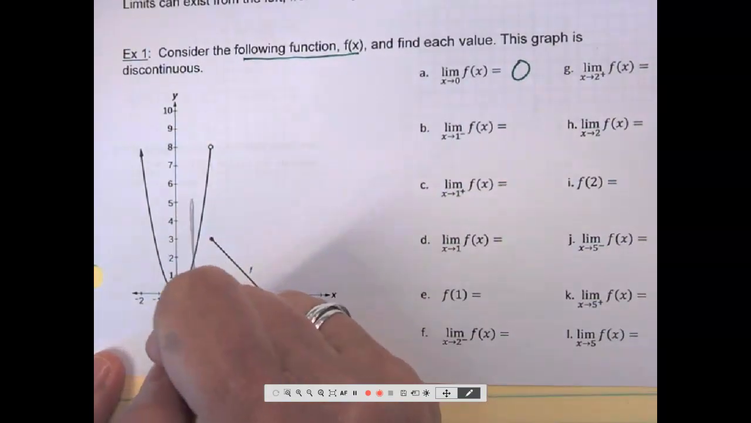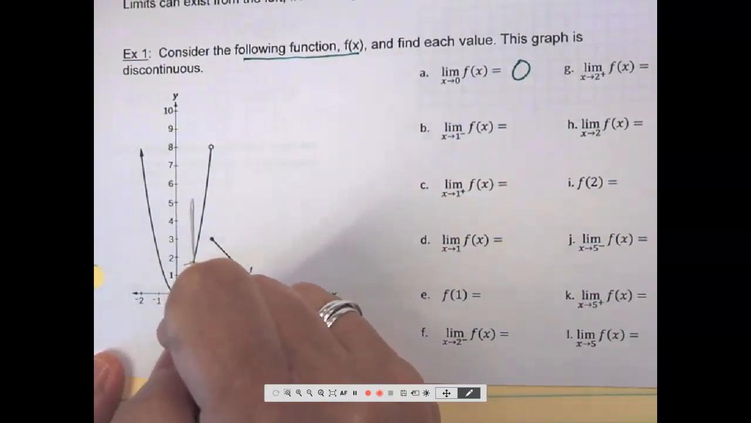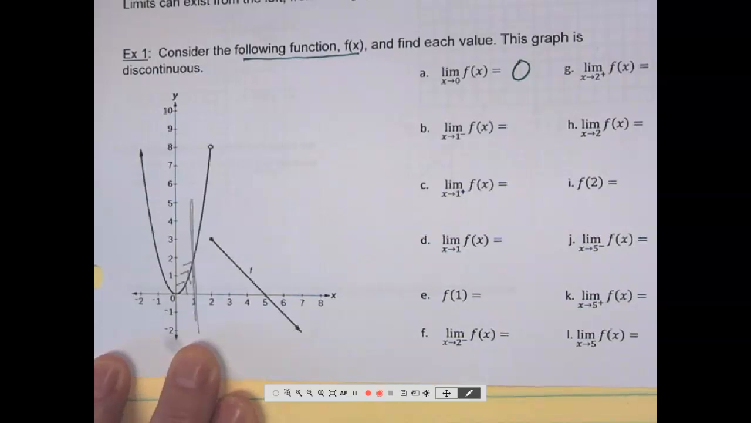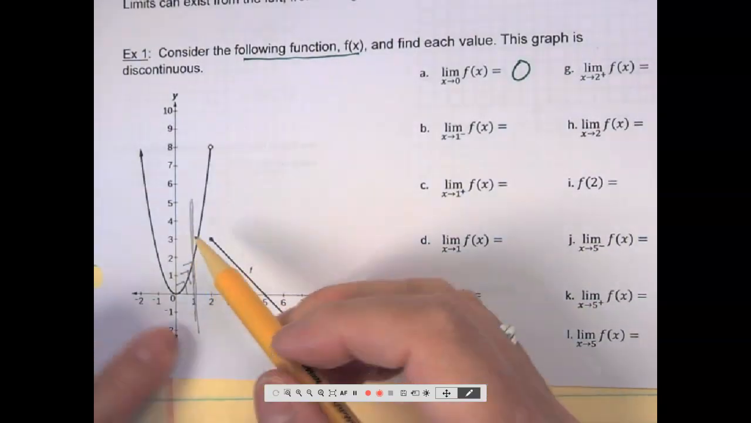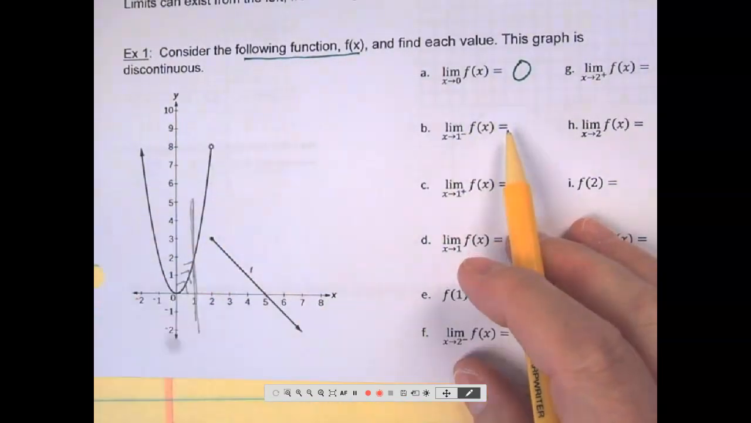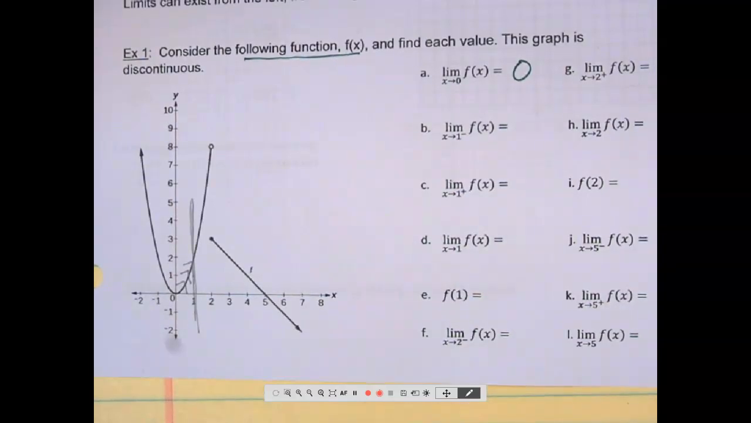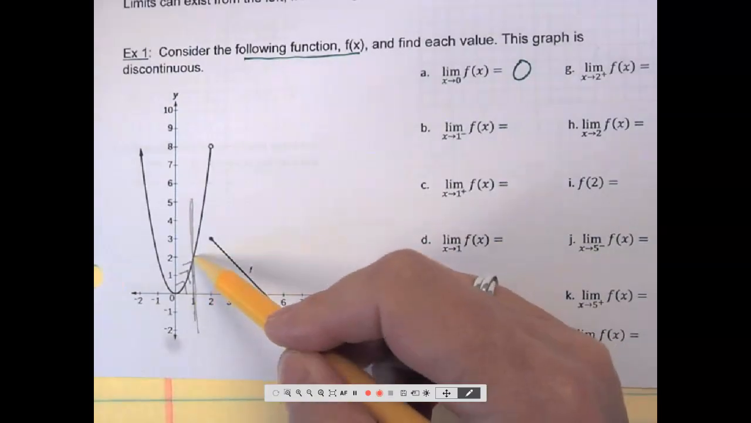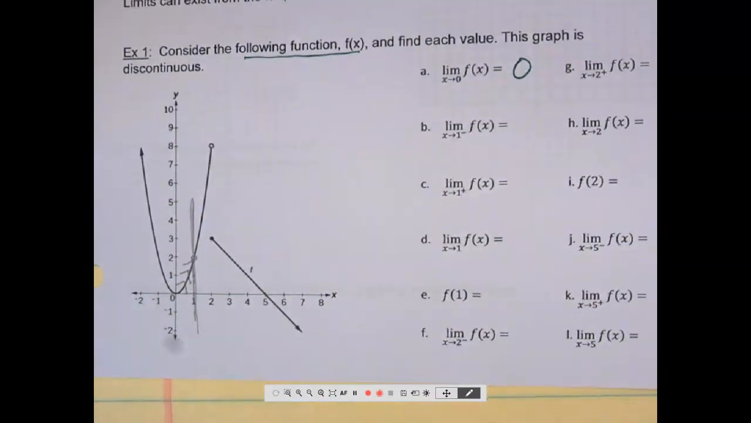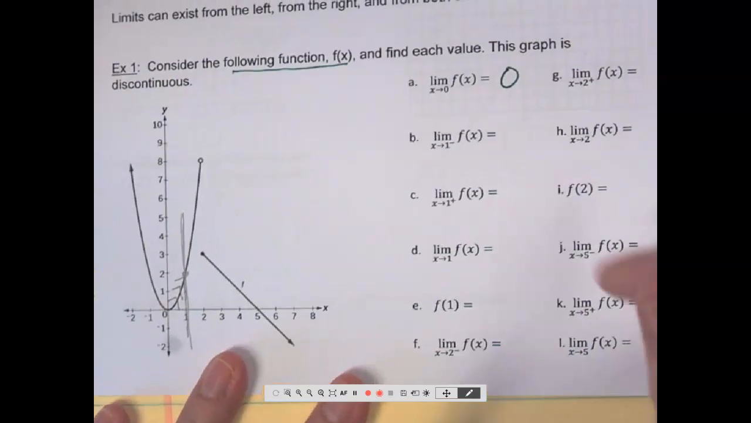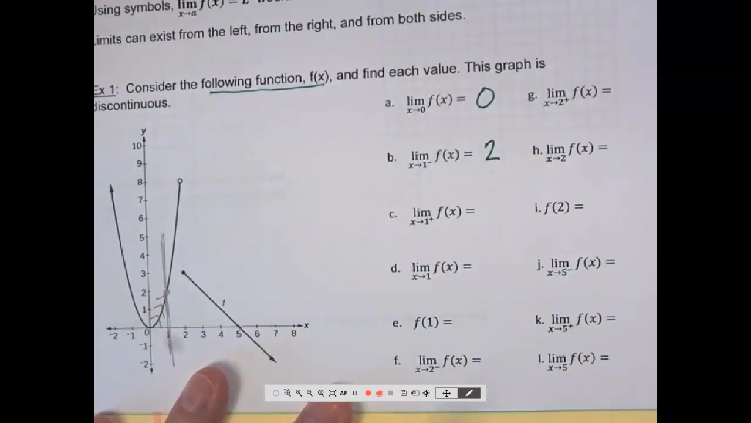I'm approaching the graph from the left-hand side. I'm ignoring what happens on the right. I'm coming in just from the left. Can you tell what the y values are approaching? Looks like 2. So that limit would be 2.